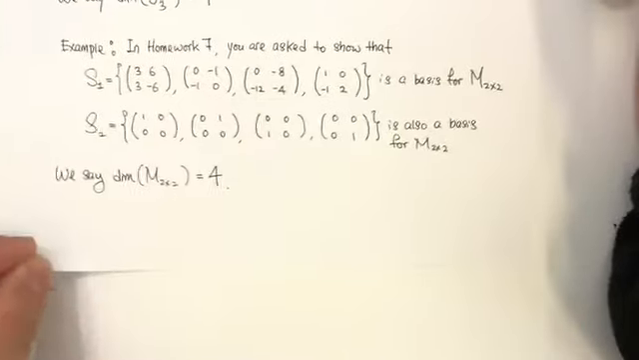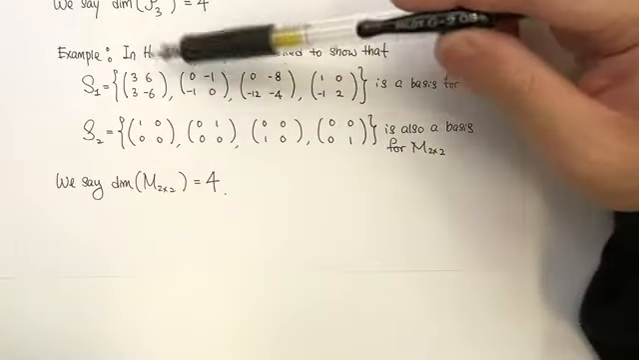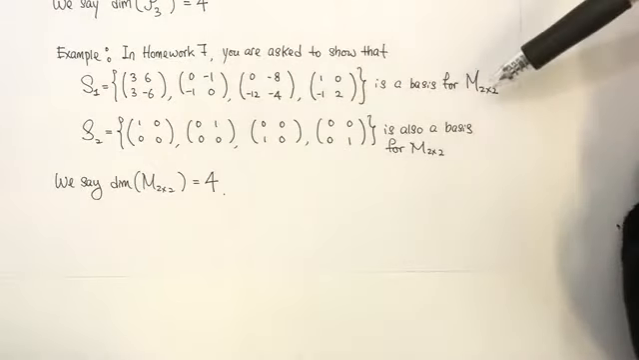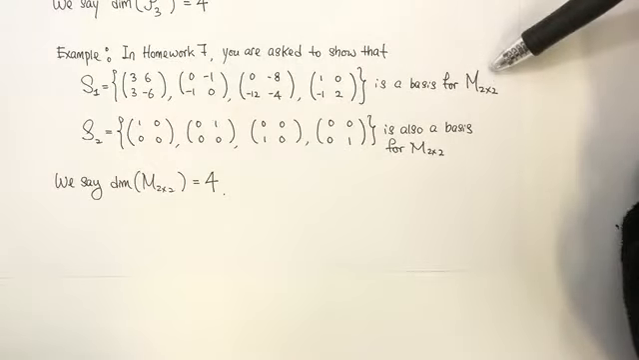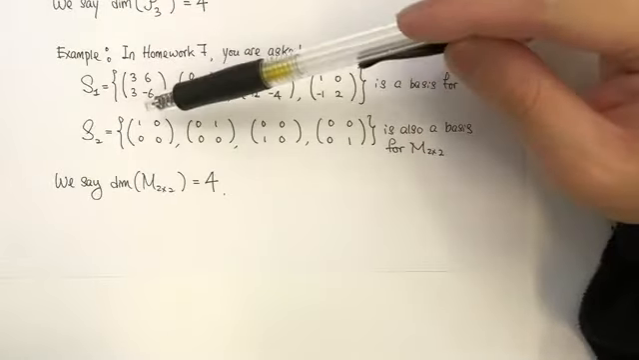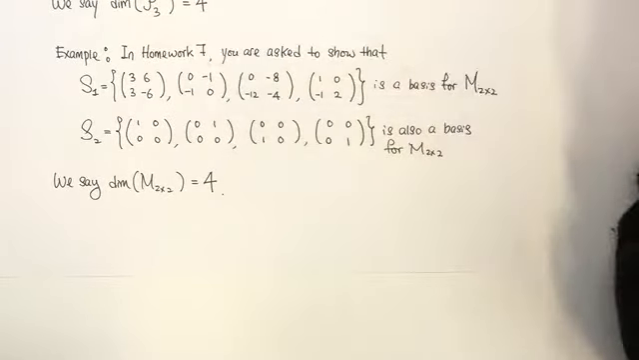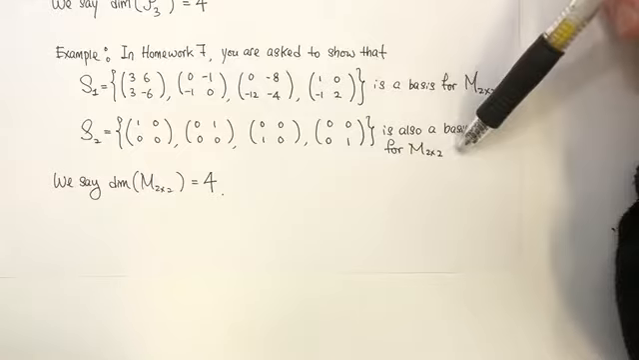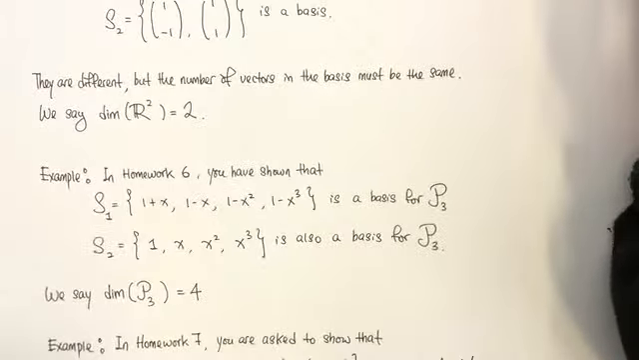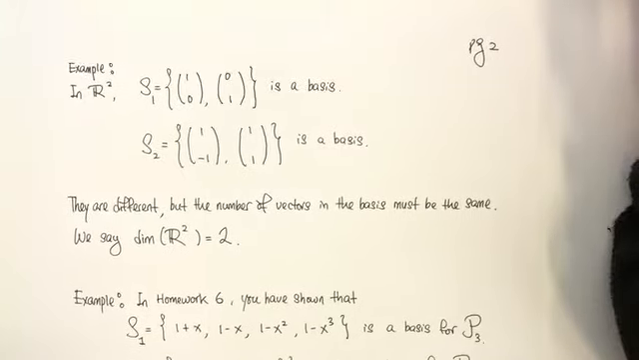Again, one more time. In homework 7, you were asked to show that the following 4 matrices form a basis for this vector space M2 by 2. And it's also very easy to see that this collection of 4 matrices here also forms a basis for this vector space M2 by 2. So what I'm saying is that for a vector space, the bases need not be unique. There are multiple different bases for a vector space.